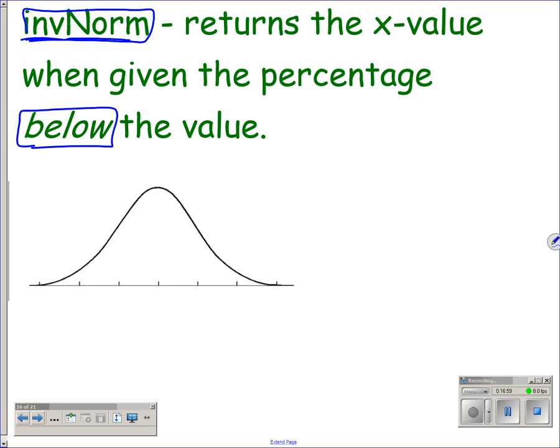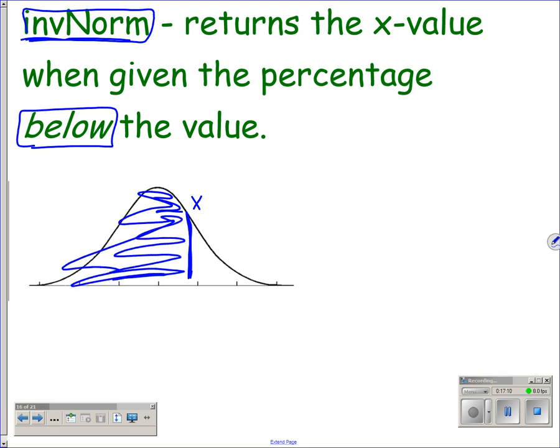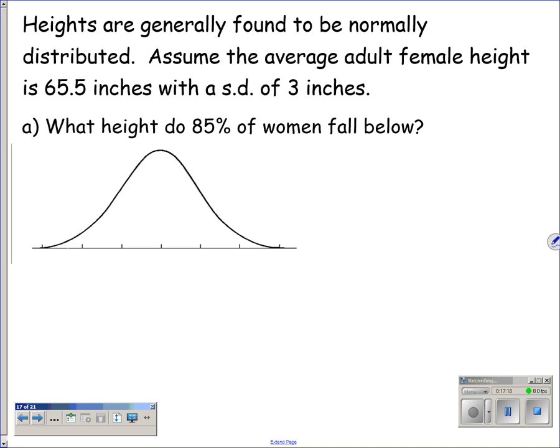So if I want to know the value right here, then we type in the area below it, and it'll give me what x equals. It has to be the area below the value. Let's look at an example. We're talking about heights of adult females. It's normally distributed, with a mean of 65.5 and a standard deviation of 3.